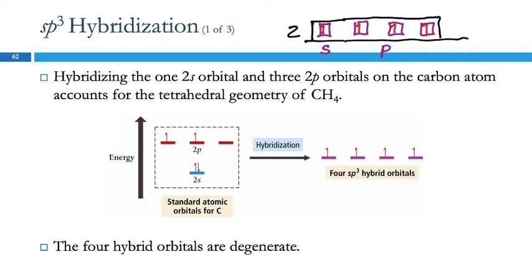Okay? So why not call it SP4, like SP3? We call it SP3 because we took 3 p orbitals and 1 s orbital. So yeah, there's 1 s and 1, 2, 3 p orbitals. So SP3. 1 s and 3 p's makes 4.